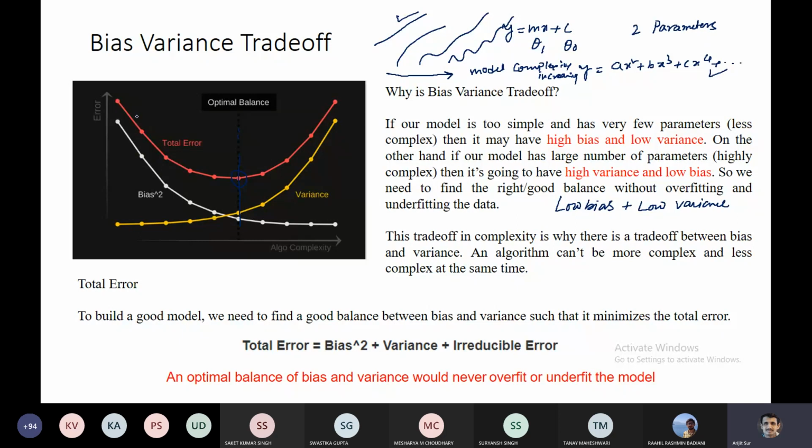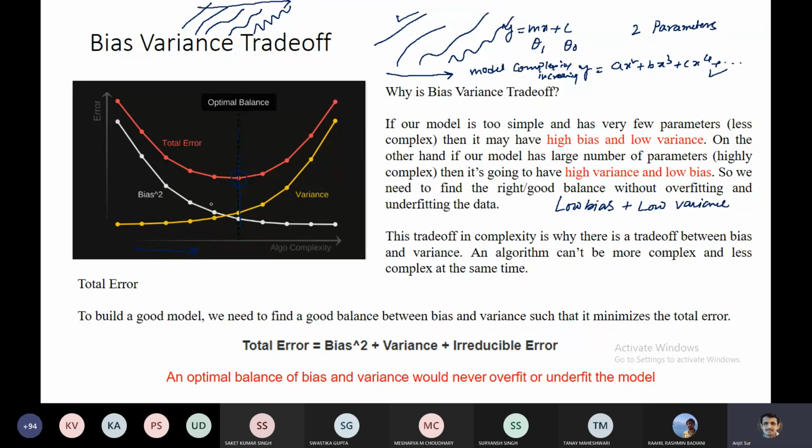Now the total error: the complexity is getting higher and higher. Higher complexity, just for example, means first it is a straight line, then it is some curve, then a more complex curve, and now it is more. So the model complexity is increasing.